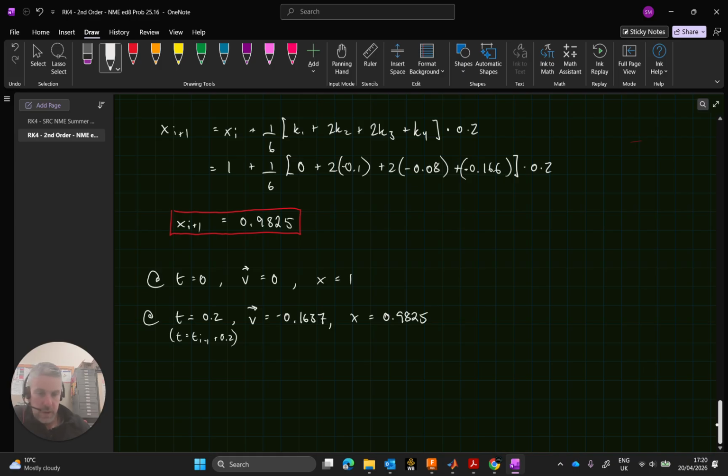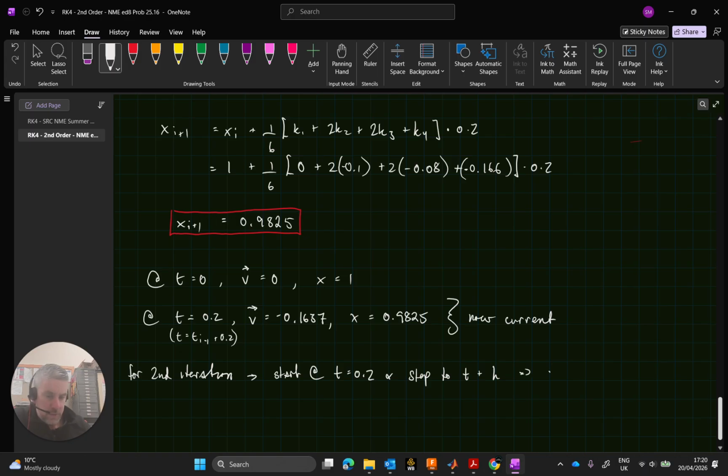Right? This one here is now current. And this is where we use to launch into our second iteration. So for second iteration, we start at t is equal to 0.2 and step t plus h, which is 0.2 plus 0.2, which is equal to 0.4. So I'm stepping out to 0.4.